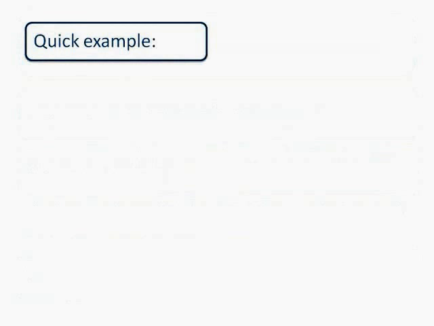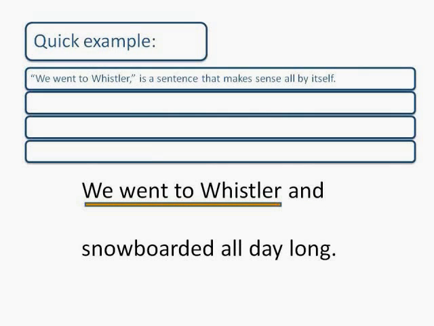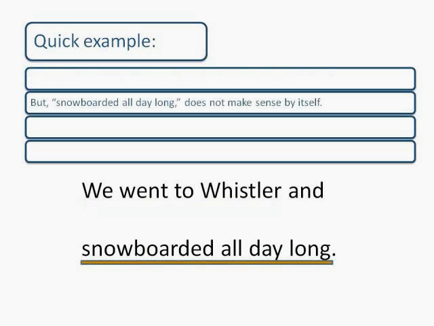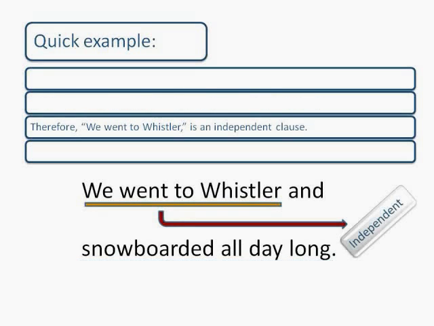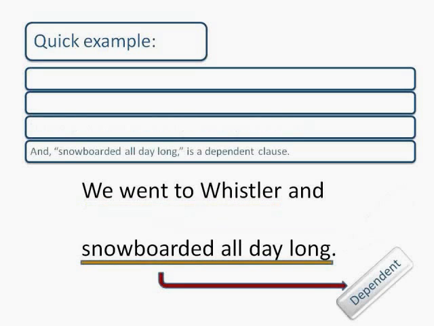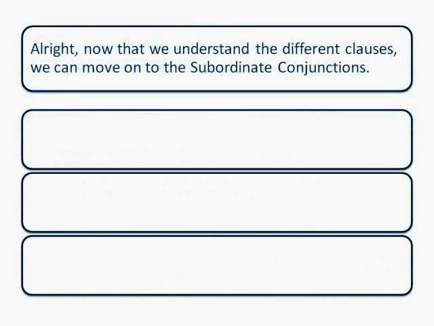Quick example. We went to Whistler is a sentence that makes sense all by itself. But snowboarded all day long does not make sense by itself. Therefore, we went to Whistler is an independent clause, and snowboarded all day long is a dependent clause. Alright, now that we understand the different clauses, we can move on to the subordinate conjunctions.